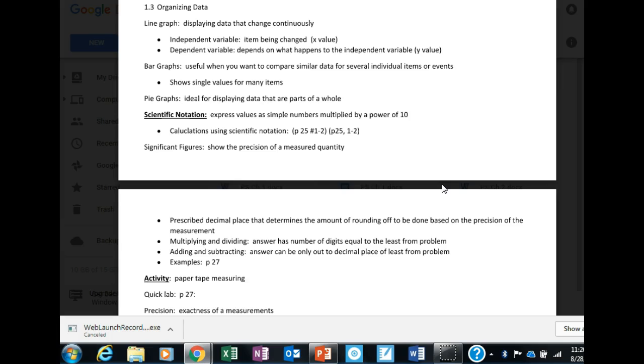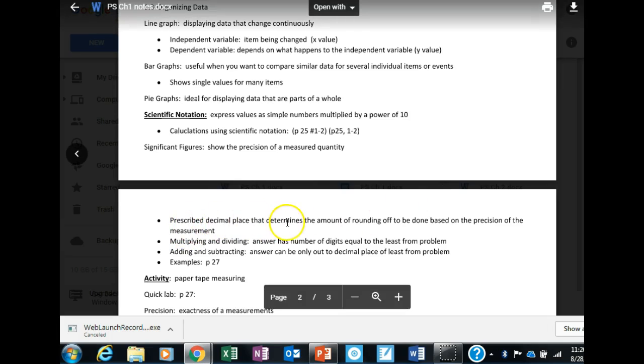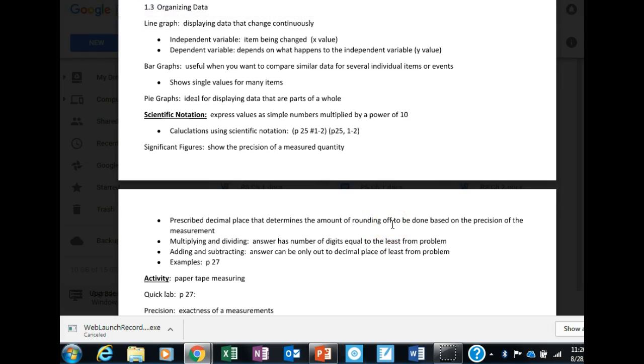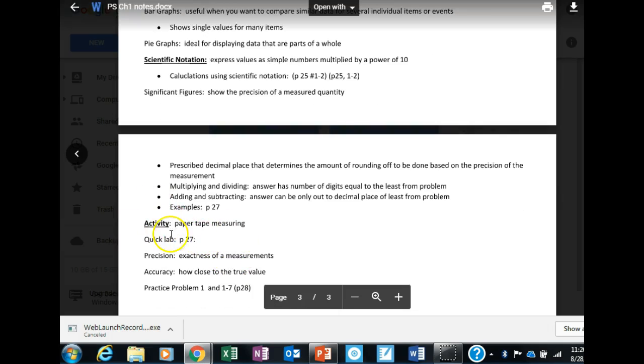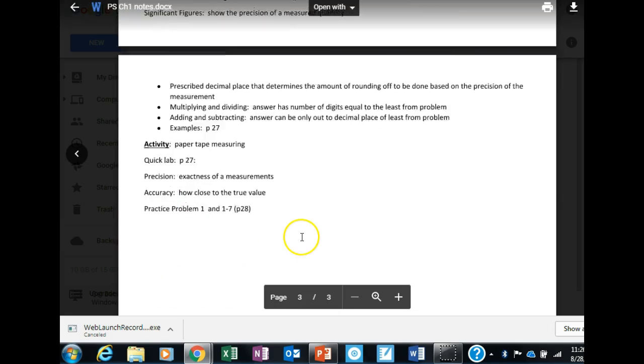When we use our significant figures, that will tell us which decimal place. So the prescribed decimal place determines the amount of rounding off that you'll need to do. Then when we multiply and divide these numbers, you know how sometimes you multiply and divide and then you get these long decimals? Well, we're going to use our significant digits to figure out where we are going to round that. And we'll do some examples on page 27, and we'll do some activities and some labs with this.